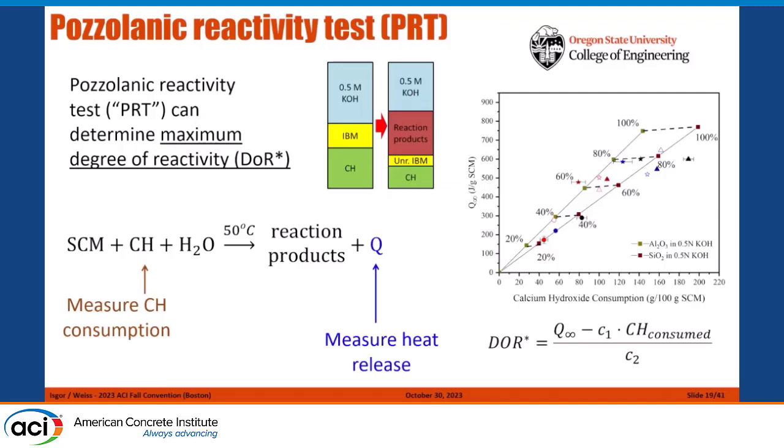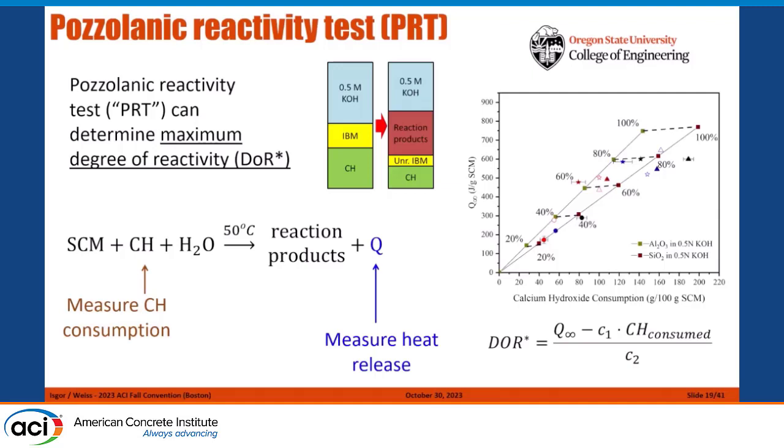We just don't measure the heat release in the pozzolanic reaction. We put some SCM to react with calcium hydroxide in a water-present environment, and this is a pozzolanic environment. So you get some pozzolanic products that release heat and of course consume calcium hydroxide. We plot the heat on the vertical axis and calcium hydroxide consumption on the horizontal axis, and every data point there represents an SCM that we tested.